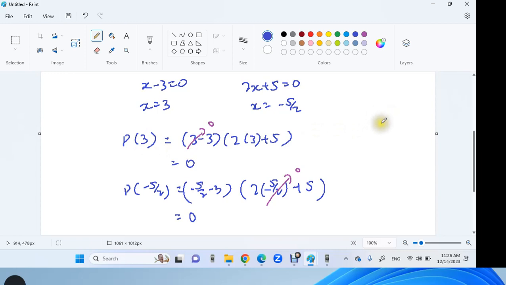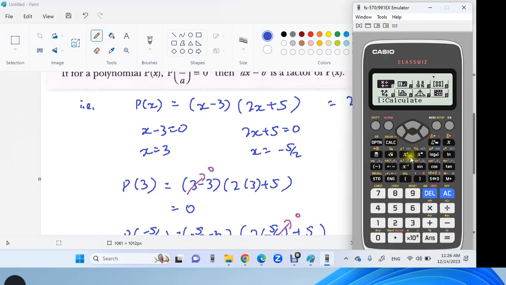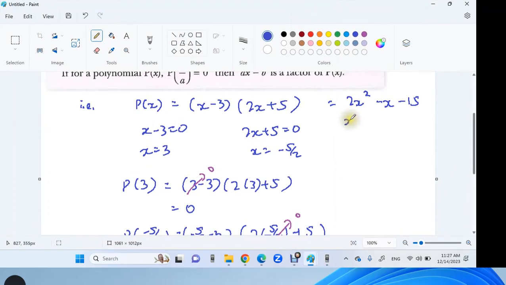So we have a trick when we solve a quadratic equation. If we have the equation 2x squared minus x minus 15, we use a polynomial of degree 2. So we have the coefficients 2, negative 1, negative 15. Then what we have is 3 and negative 5 over 2. So we have x equals 3 and x equals negative 5 over 2.